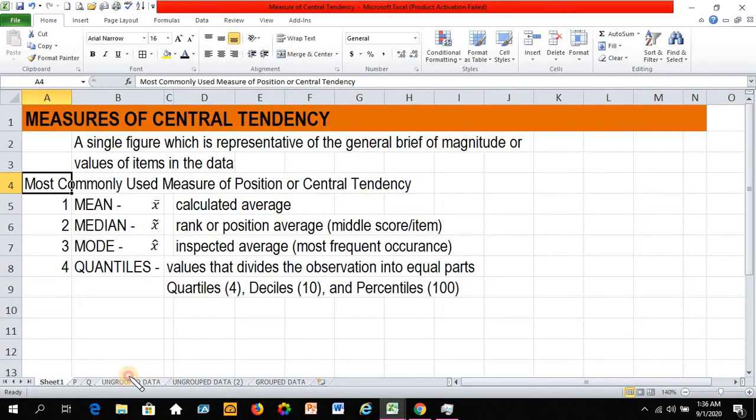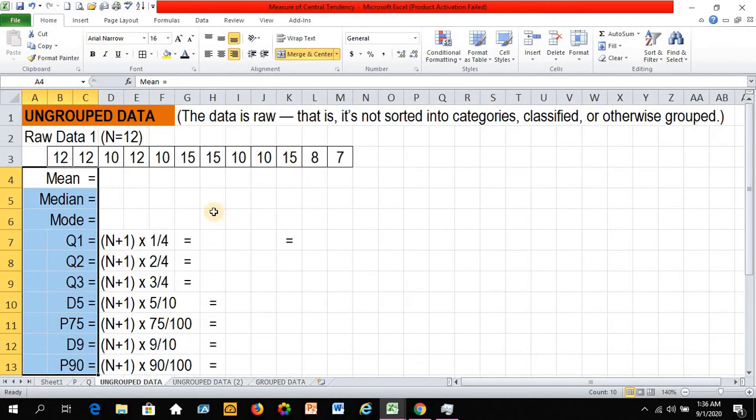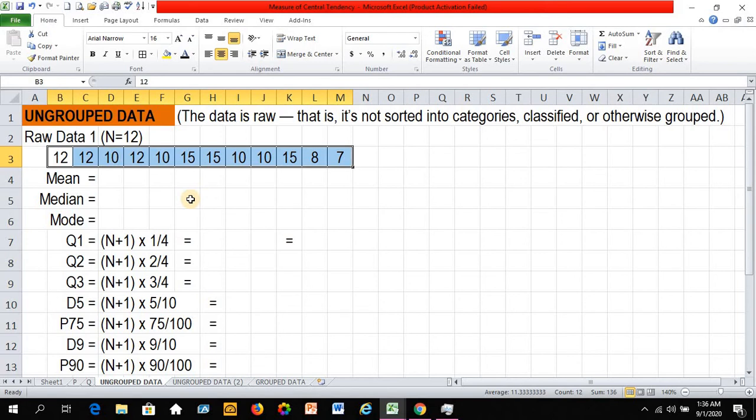Now, we move on to the main discussion, ungrouped data. Pag sinabi nating ungrouped data, the data is raw. That is, it's not sorted into categories, classified, or otherwise grouped. Fresh na kinuha information o yung raw data. Let's start with the mean.